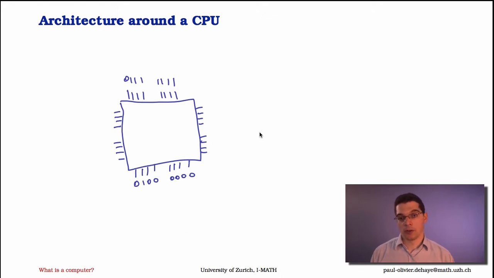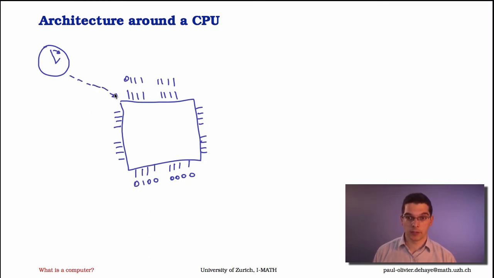Now there are two main components that interact with the CPU via the motherboard. The first component, that I haven't talked about yet, is a clock. The clock serves to regulate the CPU. It will give electrical impulses, very often, to the CPU. And very often means millions and billions of times per second. So that's the first component around the CPU. It will regulate it.